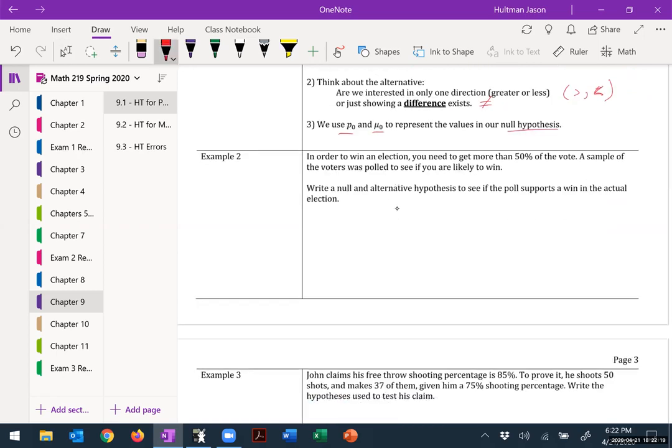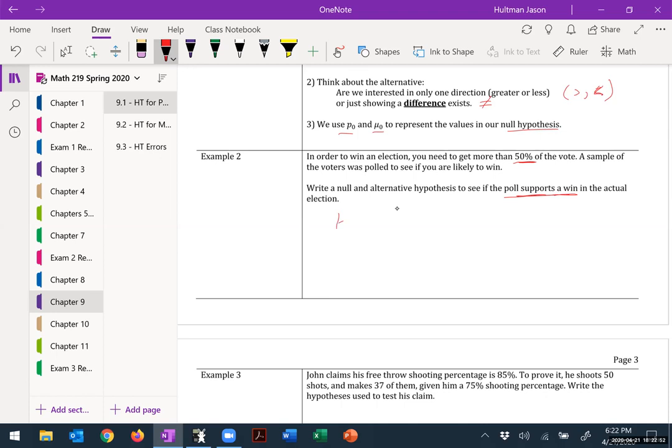Let's write the null and alternative hypotheses here. In order to win an election, you need to get more than 50% of the vote. A sample of voters was polled to see if you are likely to win. Write a null and alternative hypothesis to see if the poll supports a win in the actual election.